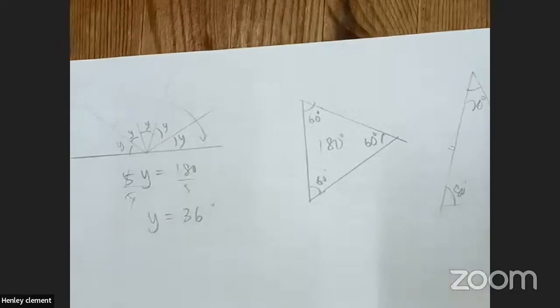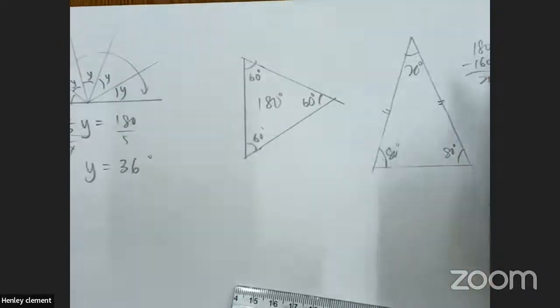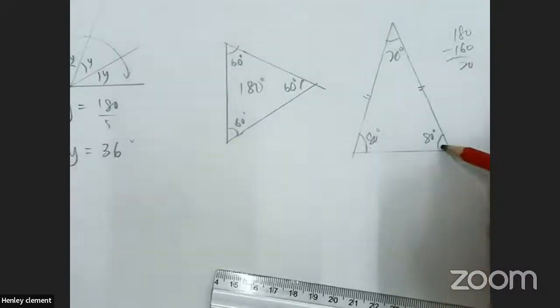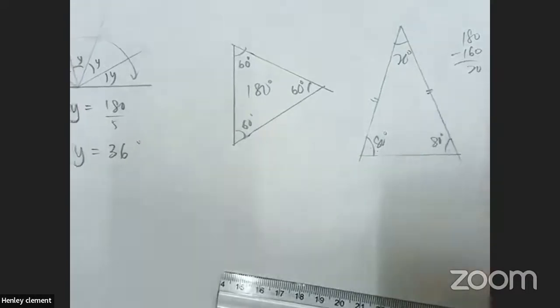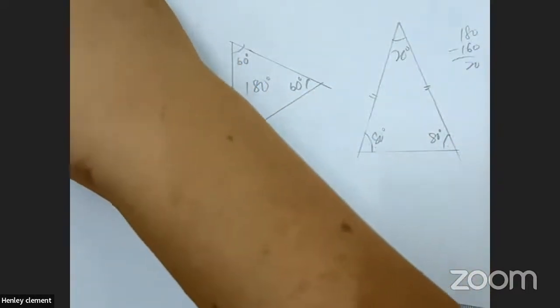Oh, sorry, you cannot see my drawing. So this is isosceles. It means that this is 80, this is 80. So the third one will be 20. Okay.